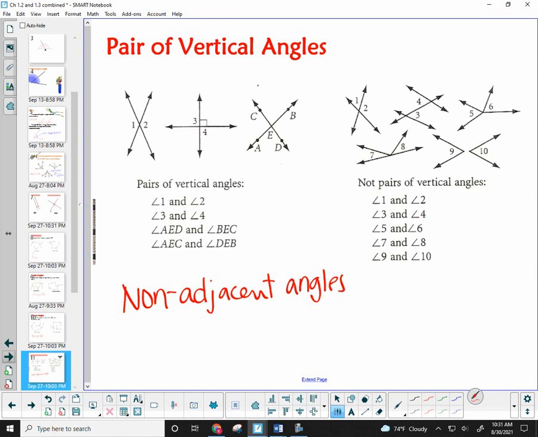They're the non-adjacent angles. Does anybody know anything else about vertical angles? No? Anything about their measurements?